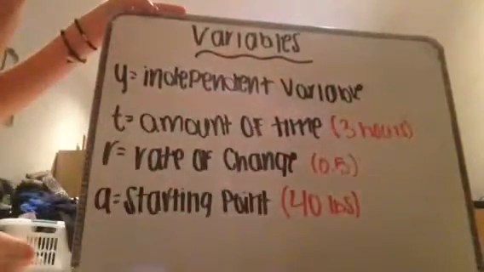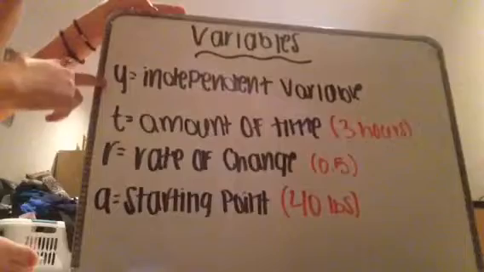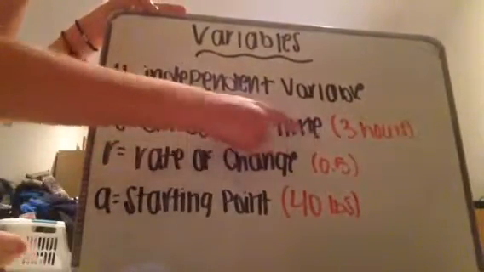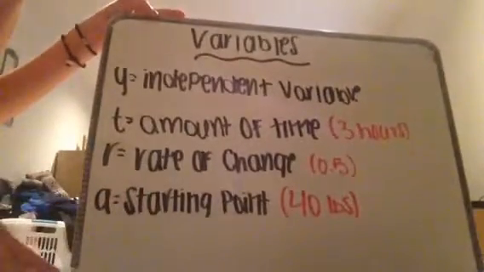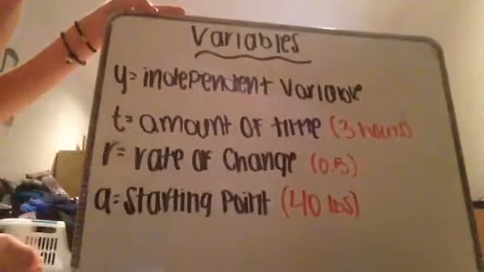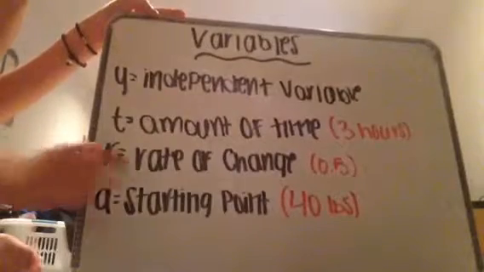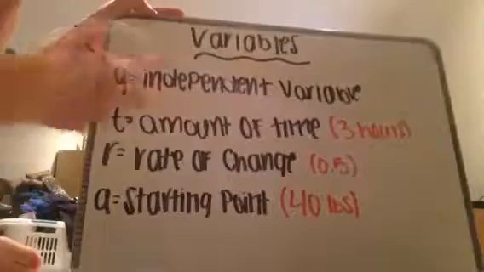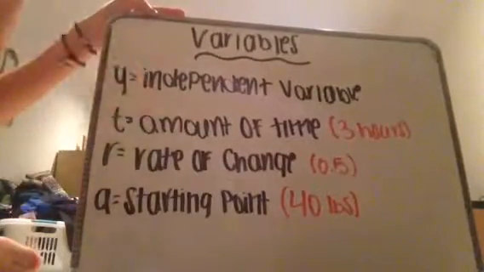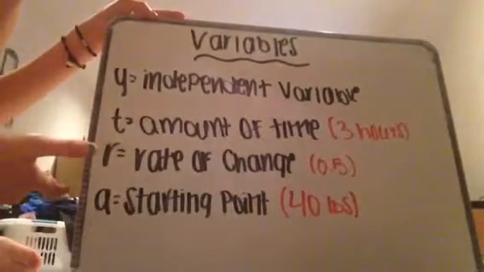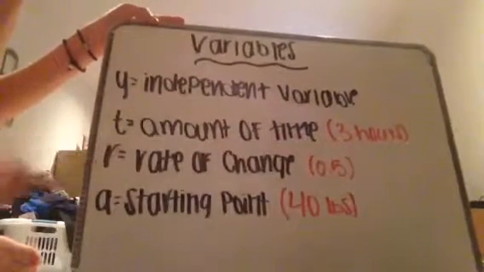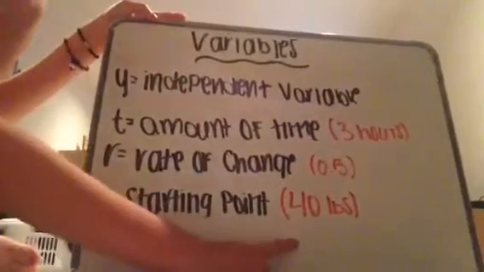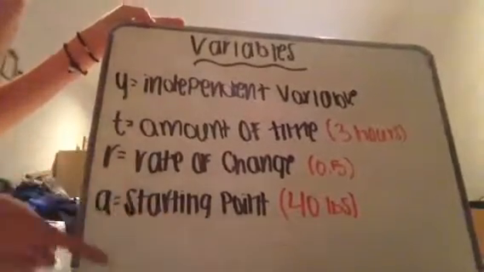Okay, so the variables that we use in the word problem are y, which is the dependent variable, t, which is the amount of time, and the amount of time in the word problem is 3. So 3 is t. And then r, which is the rate of change. And the rate of change in the word problem was 0.5 because the food in the pantry was cut in half every hour. So 0.5 is r. And then the starting point, which is a, is 40 pounds. So 40 pounds is a.